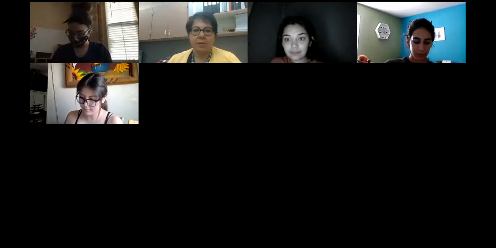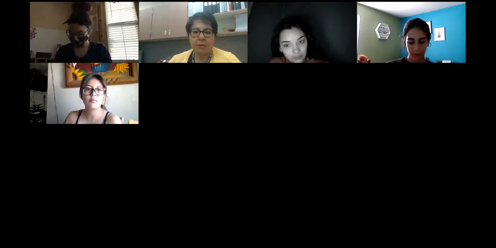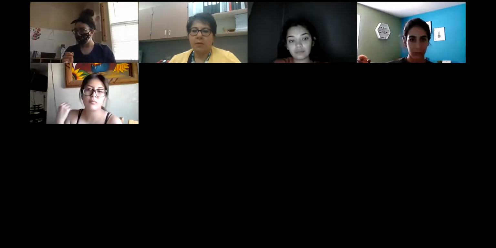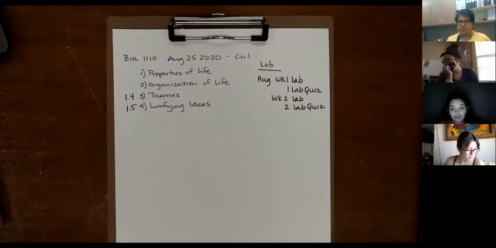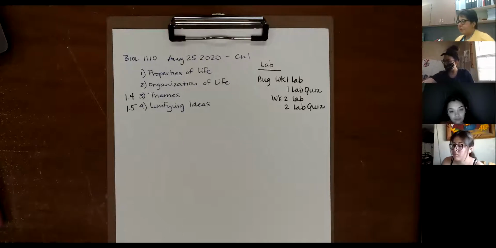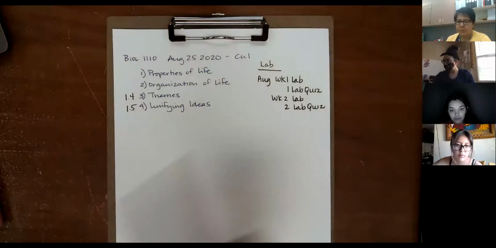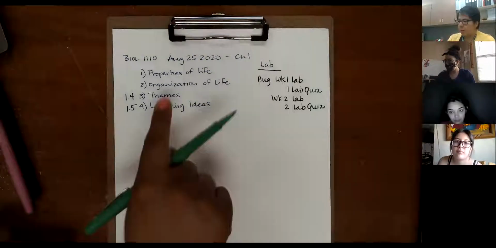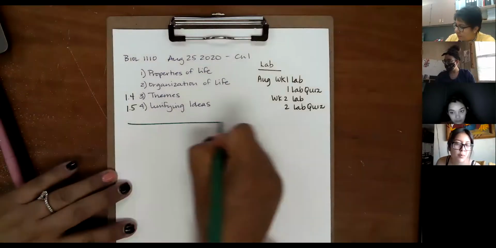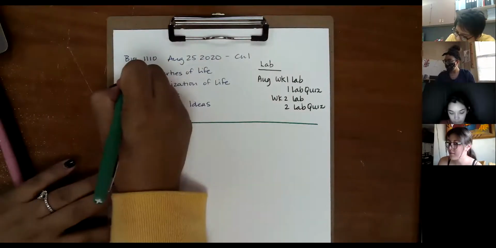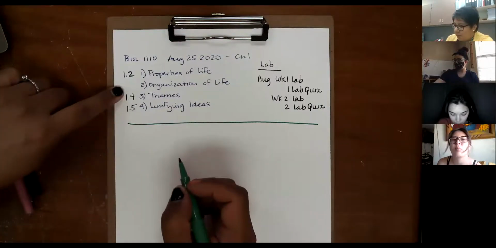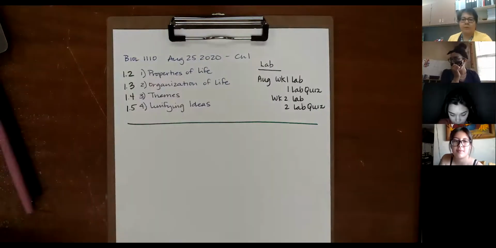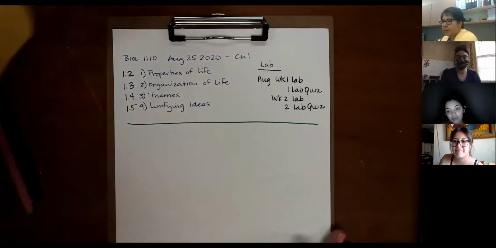All right, so here are our topics for today. Properties of life, how it's organized, and then sections 4 and 5 from chapter 1. Again, these are in chapter 1 too. I just don't remember what sections they are. So if you have your book handy, you can type it in the chat window and I'll put it up. Properties of life is 1.2. And then organization of life is 1.3. Thank you so much.